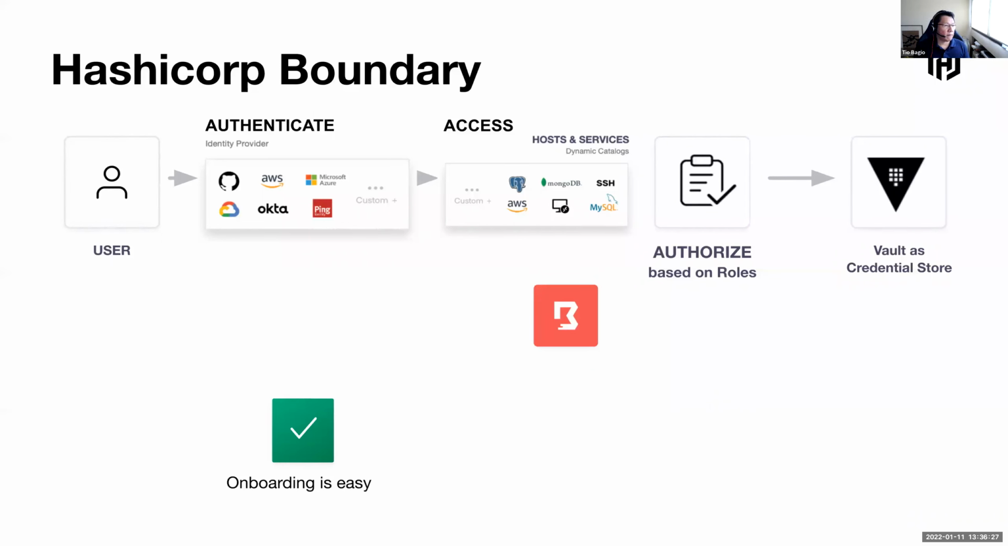Boundary also provides a catalog of hosts and services that users have access to. So the advantage here is users don't need to be exposed to internal addresses and the network remains private. So in other words, the security policy follows the user regardless of where they are without ever needing them to be on the network.